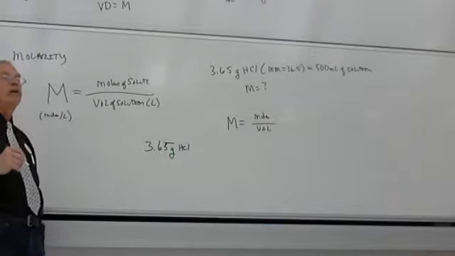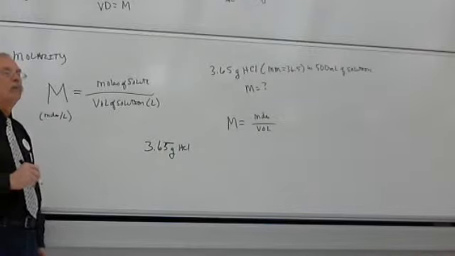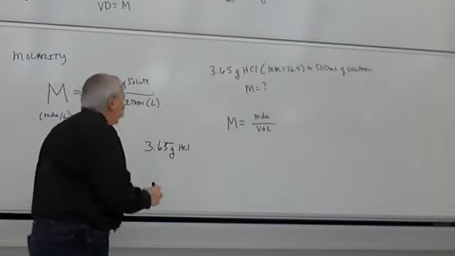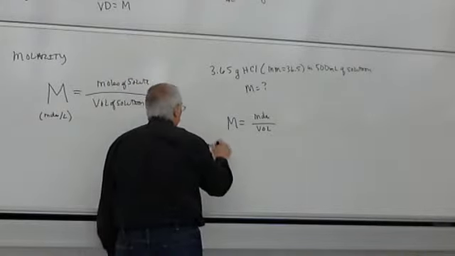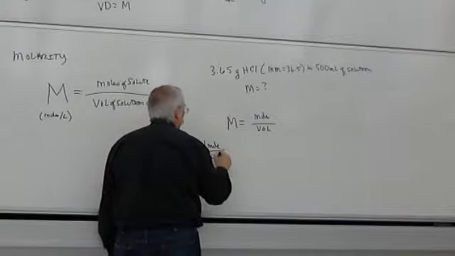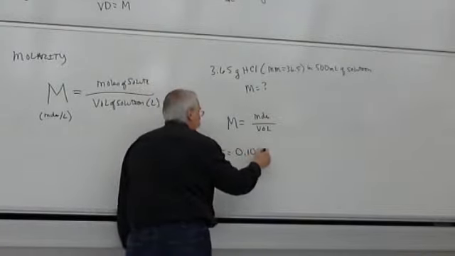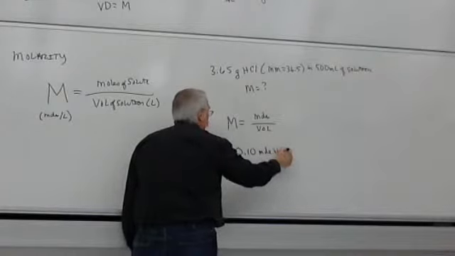I would need the molecular weight. So do I go to the periodic table? No, that's up there, 36.5. It's giving it to you in the problem. Don't waste time. 1 mole is 36.5 grams. So I have 1/10 of a mole of HCl.